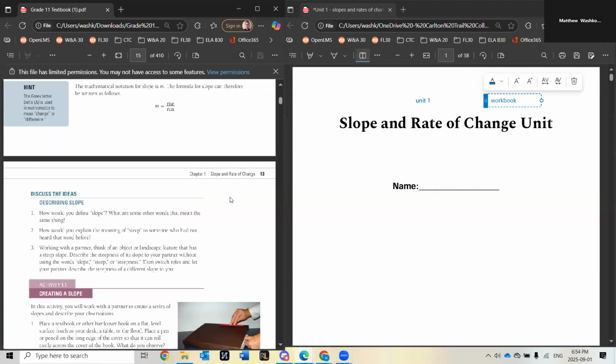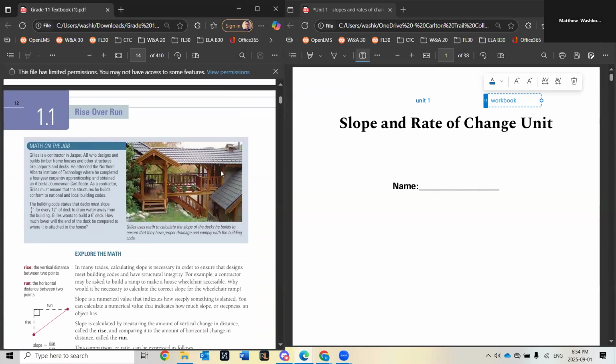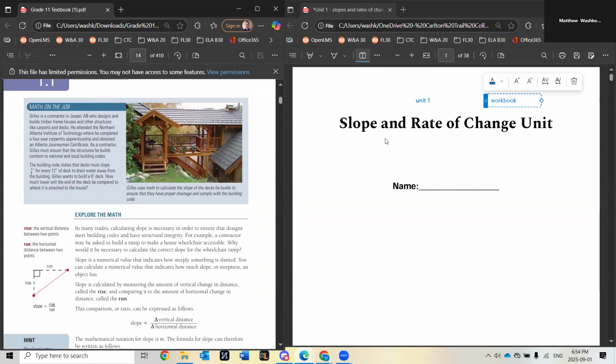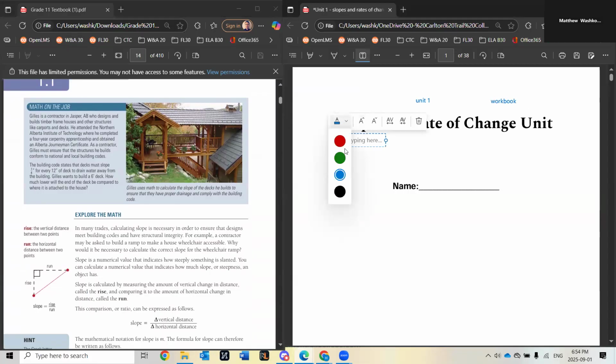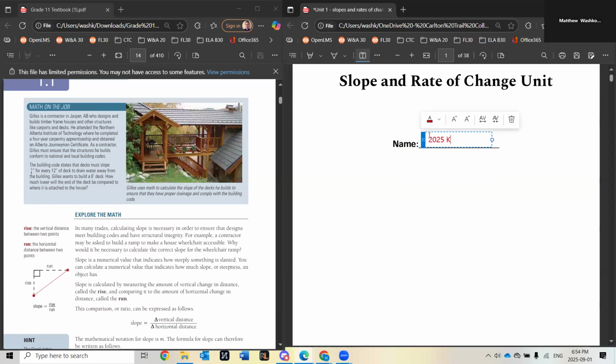I'm just going to refer to it a little bit because I'm trying to emulate the skills that you should be having throughout this course. That said, we're going to get up and running here. So we're going to say this is 2025 key.